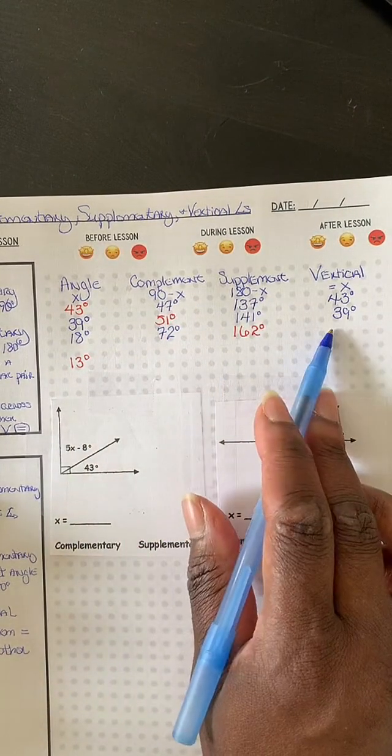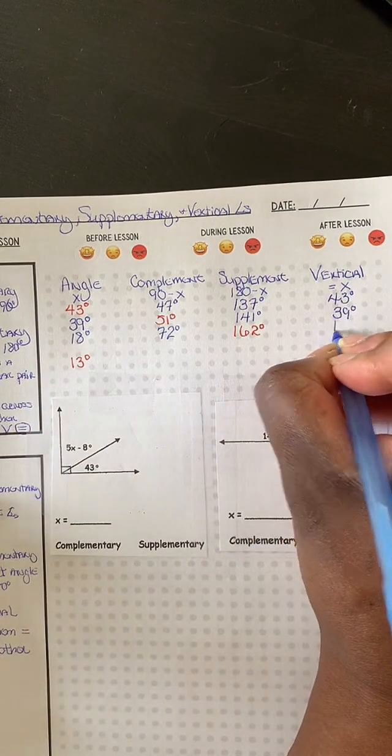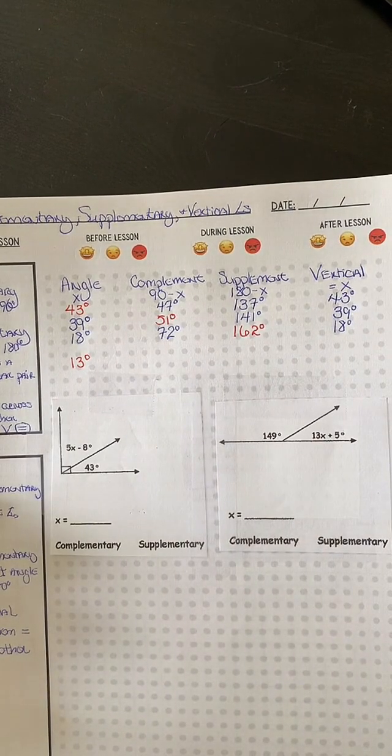And then the vertical angle is exactly the same as the original angle, which is 18 degrees, because they are equal to each other.